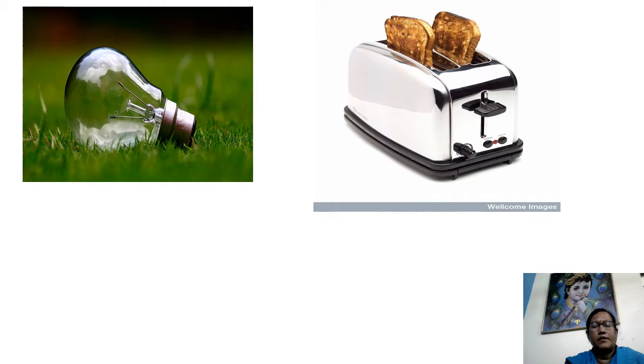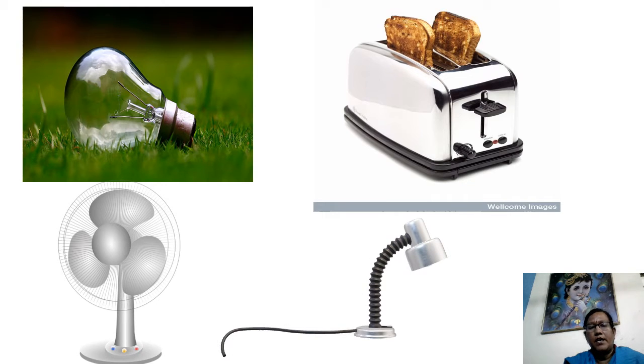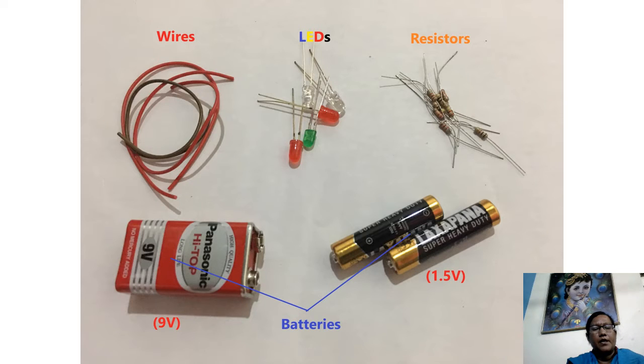What is this, children? Yes, this is the electric bulb, isn't it? What is this, children? This is a toaster, a bread toaster. Yes, this is the fan. Yes, bed lamp. Children, can you tell me what is common in all these things? What do we need from all these appliances? Yes, it is electricity. We know that these appliances cannot run without electricity.